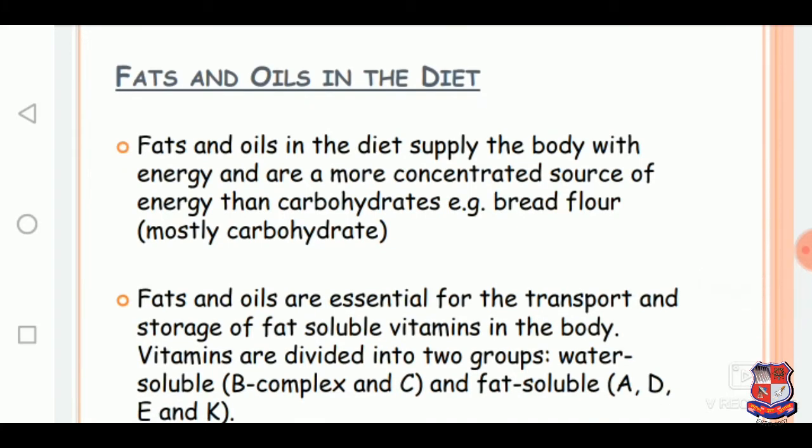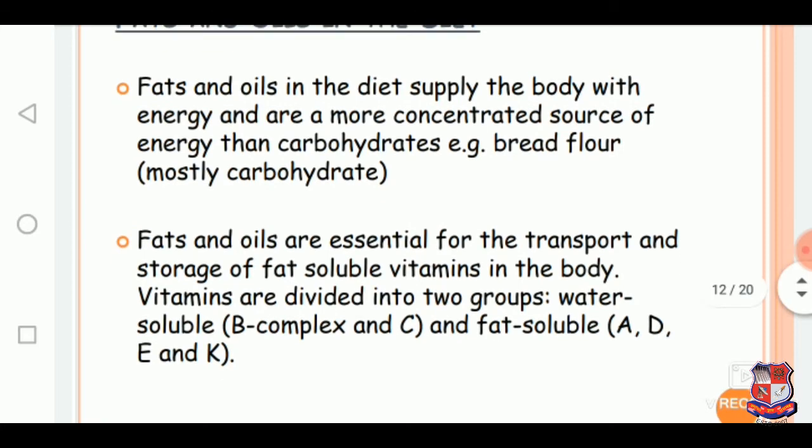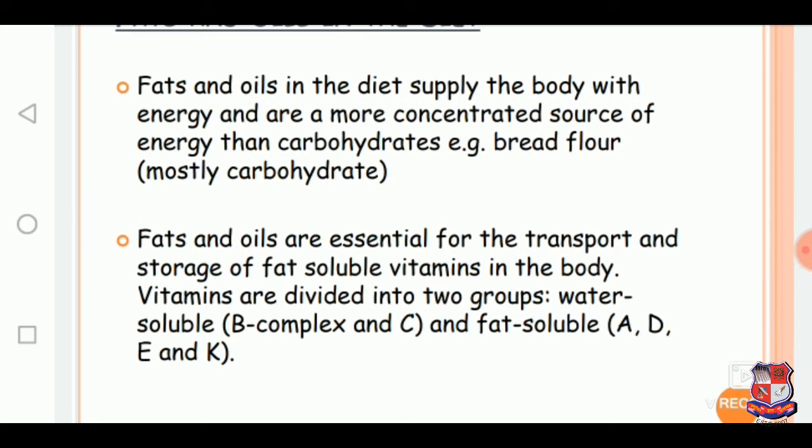Fats and oils in the diet. In the diet, they supply the body with energy and are a more concentrated source of energy than carbohydrate. For example, bread and flour are mostly carbohydrate. Fats and oils are essential for the transport and storage of fat soluble vitamins inside the body. Vitamins are divided into two groups: water soluble, that is B and C, and fat soluble, that is A, D, E, and K.